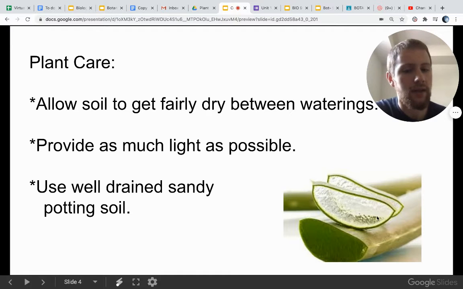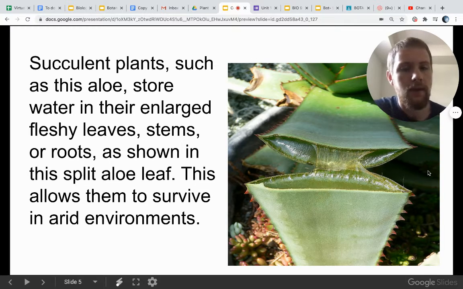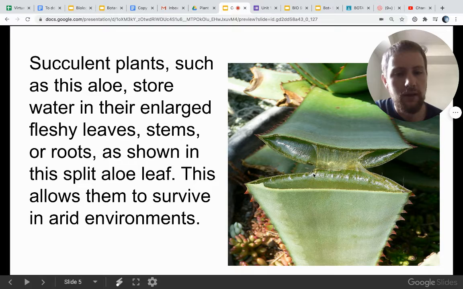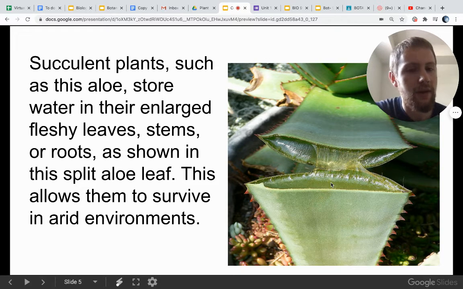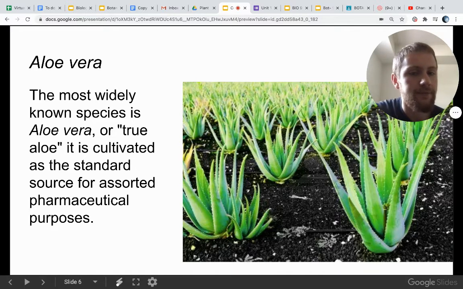And here is that waxy cuticle that you would see, and that is where we get our aloe vera sunburn treatment from. They store water in their enlarged fleshy stems. As you can see, all this cuticle, really liquidy material in there. And they store it in their stems and their roots. And this is a split leaf. This allows them to survive in really dry environments because they can hold on to that water and integrate it within their structures, so they don't need to take a whole lot of it in on any given day.